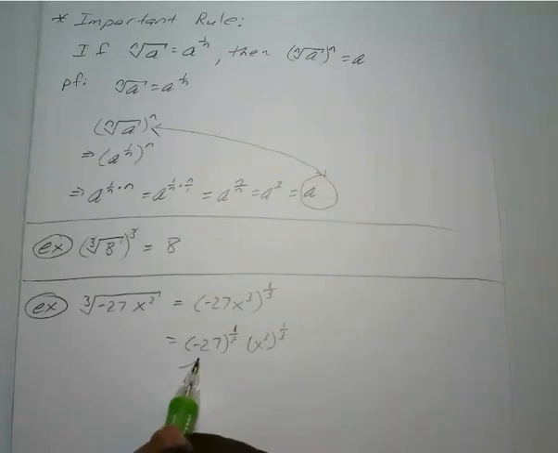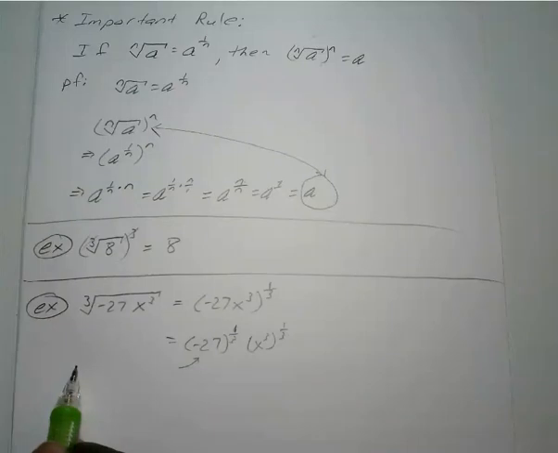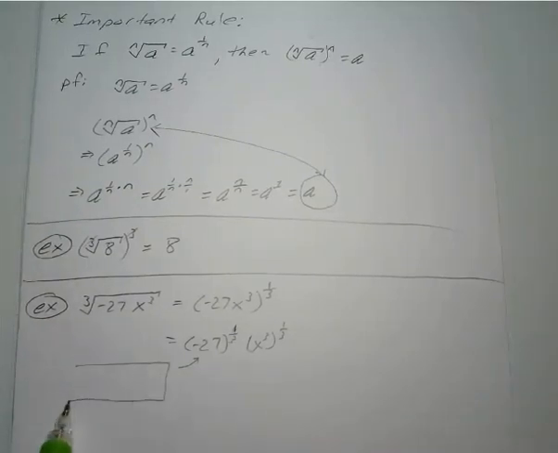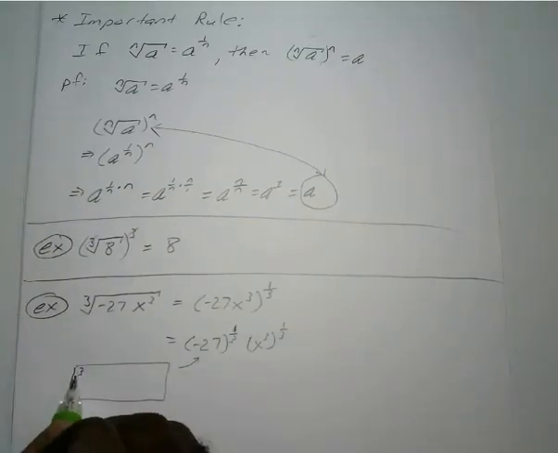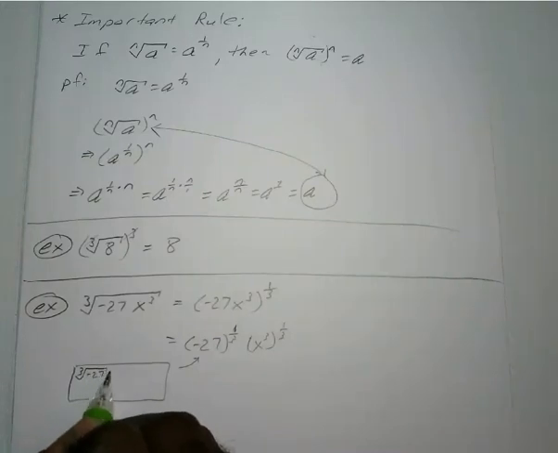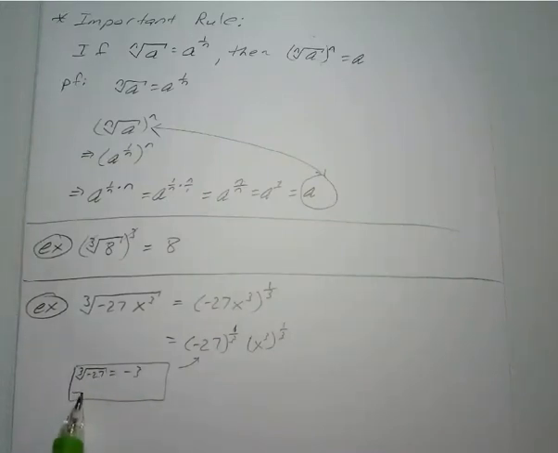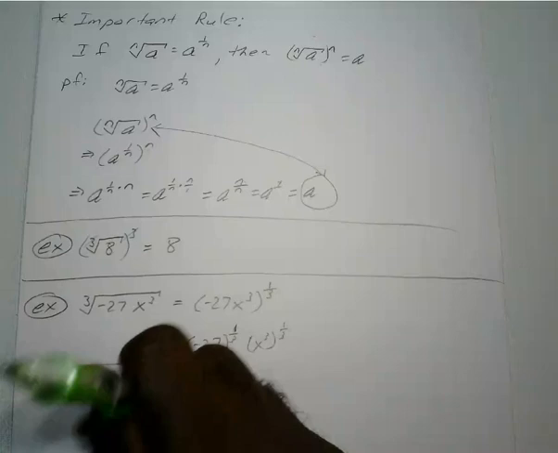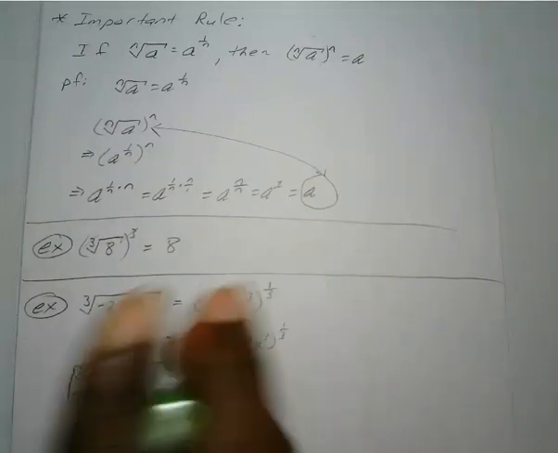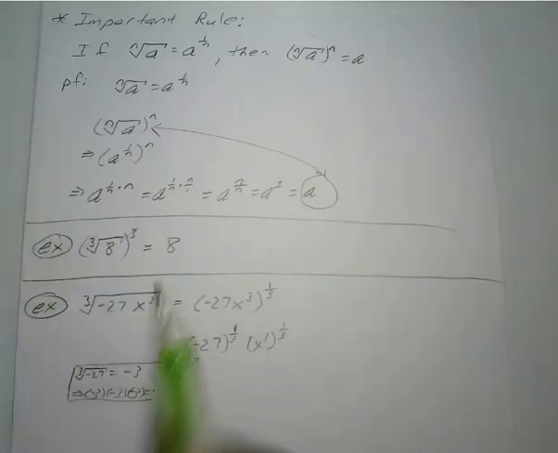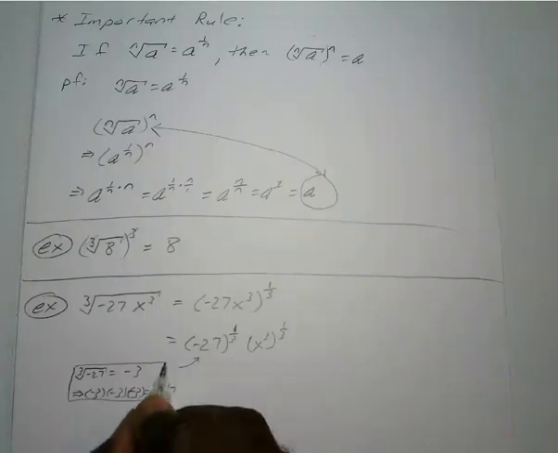Now if you remember the cube root of negative 27, I'll just go ahead and make a little side note for that one. The cube root of negative 27 is actually equal to negative 3. And that's simply because negative 3 times negative 3 times negative 3 equals negative 27.